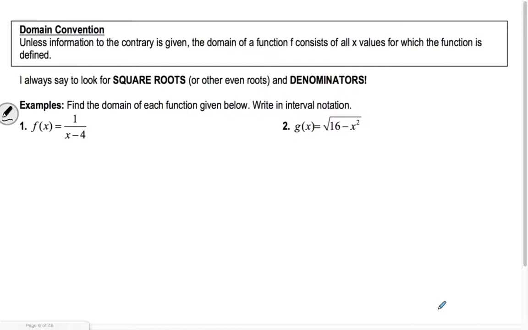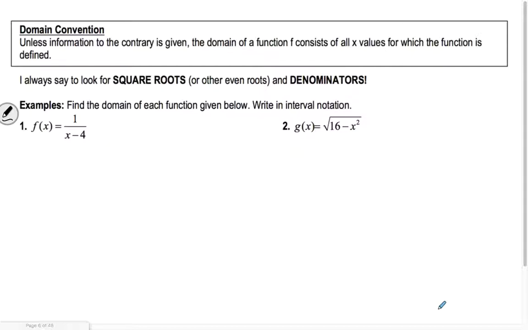Can I have a 0 in the denominator? No, that's bad. Can I take the 4th root of negative numbers? No. Can I take the cube root of negative numbers? Yes. So even roots are bad: square root, 4th root, 8th root, 6th root. I can't take the square root of negative numbers there. But odd roots are okay.